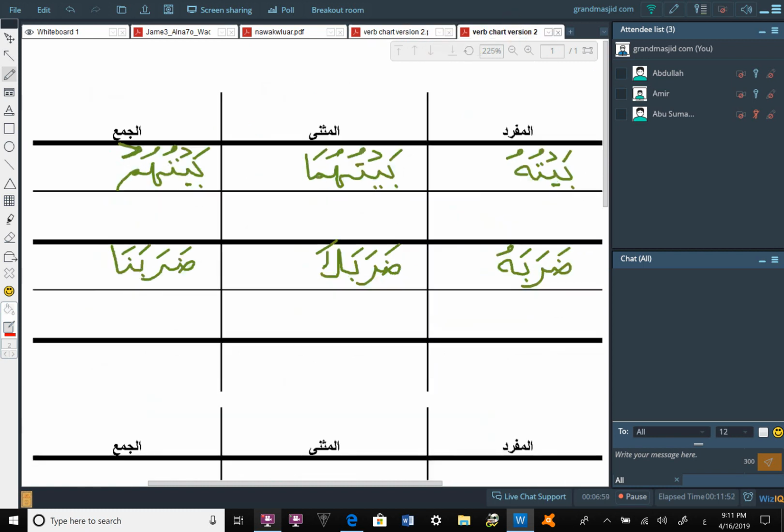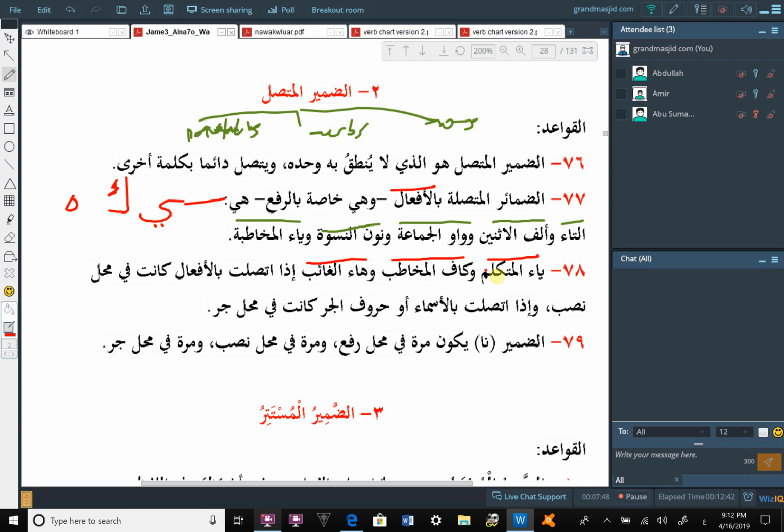I wrote it here. We could also write another chart here. We could say minka, minni, and minhu. So we have baytuhu. Here it's attached to a noun. And he said baytuhu, baytuhuma, baytuhum. And we could say baytuha, baytuhuma, baytuhunna, baytuka, baytukuma, baytukum, baytuki, baytukuma, baytukunna, bayti, baytuna. We could say all of those. I could write all of these down. For these nouns, we said when it's attached to a noun, these three things.